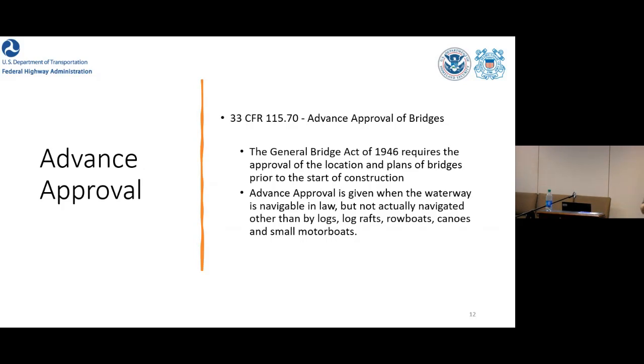We've relied on this on certain occasions when we weren't able to get a 144C. It's happened a couple times. Out in Hawaii, we had one waterway that was actually transited by outriggers. And I don't know if you've ever seen the outriggers, but they're rather long. And unfortunately, we couldn't make 144C stick. But on the flip side, we were able to go the advance approval route. So it's something to keep in mind.